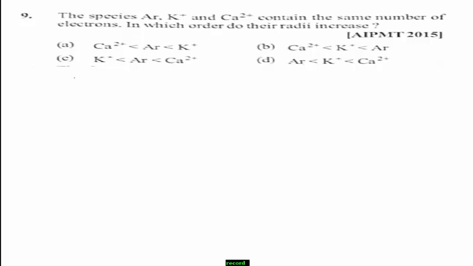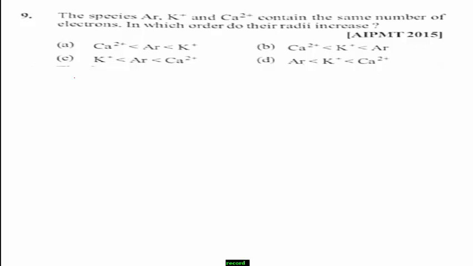The species argon, potassium ion and calcium ion contain the same number of electrons. In which order do their radii increase? Option A, Ca2+ less than Ar less than K+.